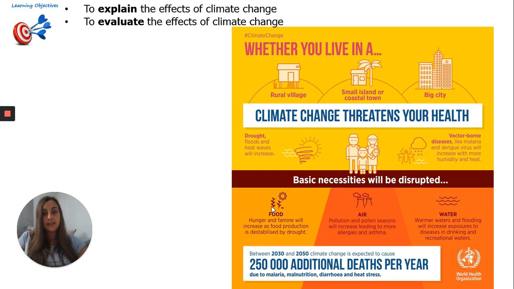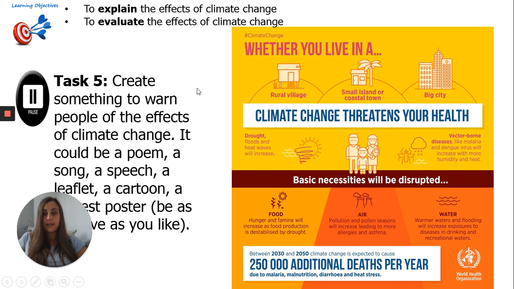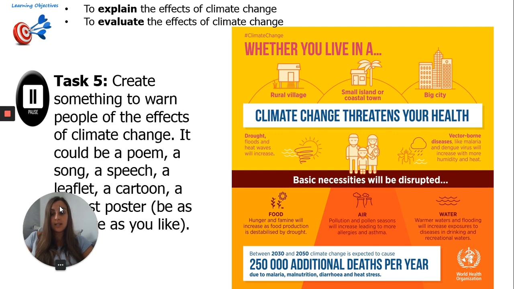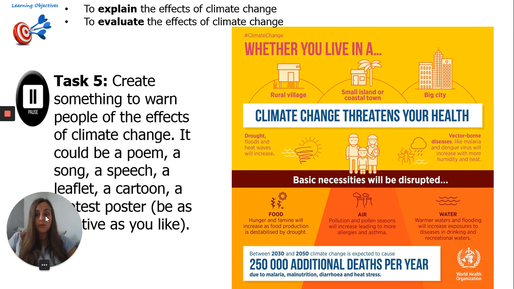So the last task of today, and you've got a little bit of freedom with this task, is whatever you want to choose and pick. I'll just put the instructions up. So what I want you to do is create something to warn people of the effects of climate change. It can be absolutely anything we've covered in this lesson today, or you can go away and do a bit of extra research into the effects of climate change. I want you to create something that warns people. So it could be a poem, a song, a speech, a leaflet. You could do a cartoon. It could be a protest poster. It can be as creative as you like. But what I want you to do is have a go at that.